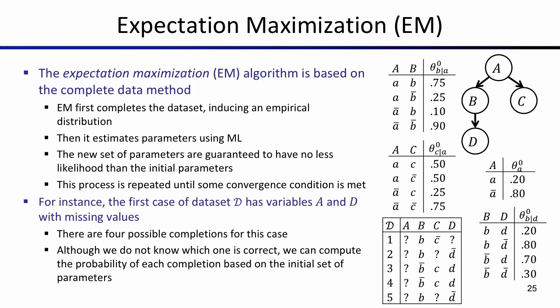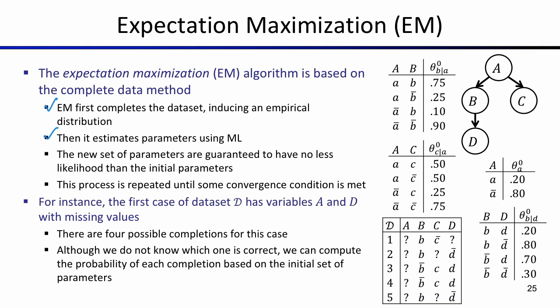It first completes the data set, inducing an empirical distribution. And let's suppose that now we have the complete data set, and we're going to see exactly how we do that. But imagine that we have the complete data set. What we can do is estimate the parameters using maximum likelihood. And we know that when we have the complete data, the maximum likelihood estimates are very simple to take. It's just the counts of the frequencies that we get from the data.